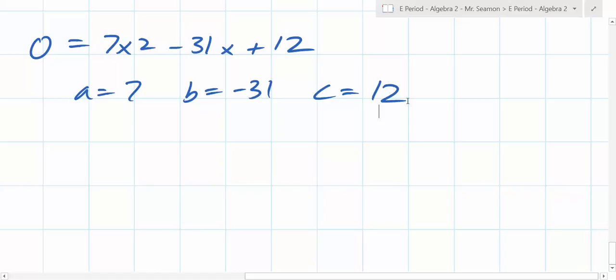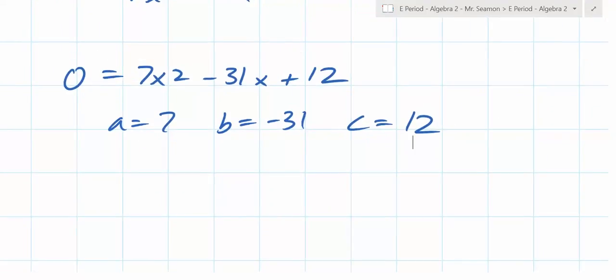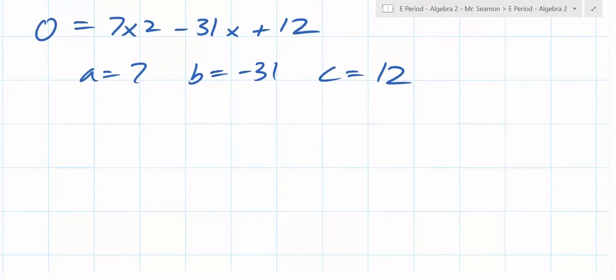Does this look okay for the people that got it right? I did the opposite, so I put it on the other side. Is it going to be the same thing? Yeah, it's going to be the same thing. I just did it this way because I wanted to keep things positive.